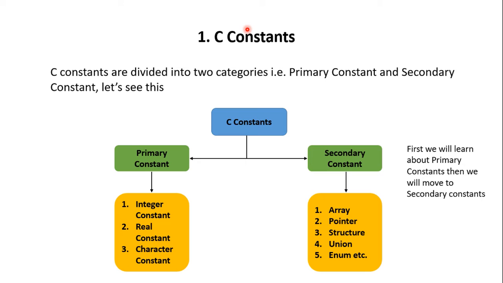Now C constants are divided into two categories: primary constant and secondary constant. Primary constants are divided into three parts: integer constant, real constant and character constant. Whereas secondary constants have many types: array, pointer, structure, union, enum, that is enumerated data, and all other things will be discussed later. First we will learn about primary constants, then we will move to secondary constants.